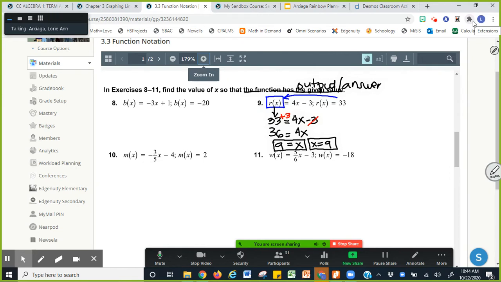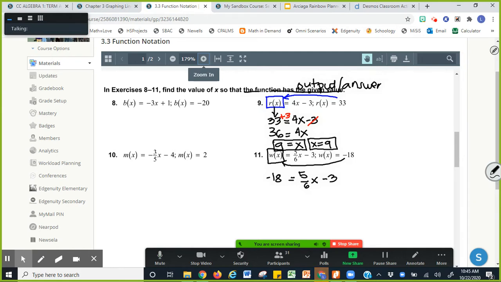Let's try another one, this time with a fraction, okay? Number 11. All right, so we're going to replace the whole w of x by negative 18. So this will take the place of the left-hand side. So we write negative 18 equals, let's copy the whole thing down, 5 over 6x minus 3.